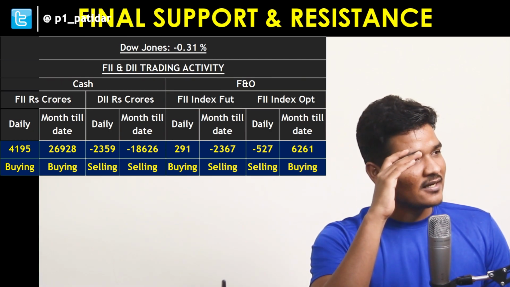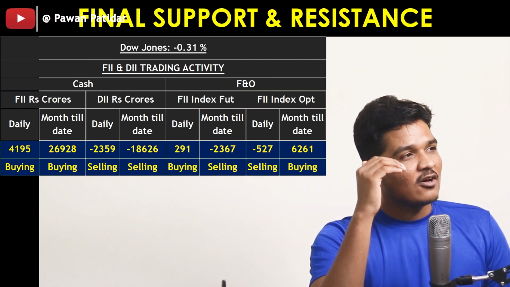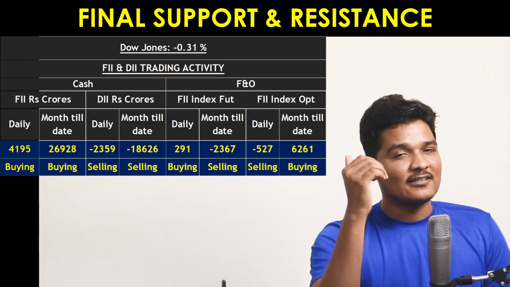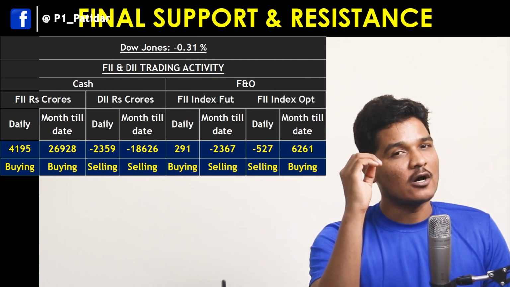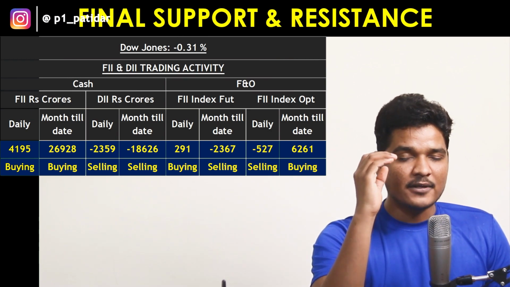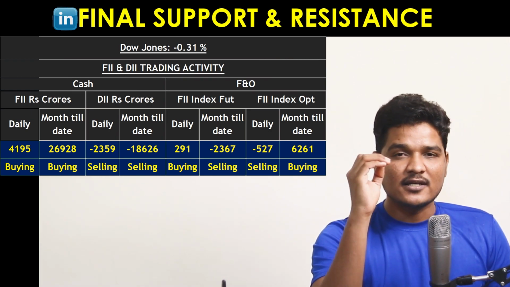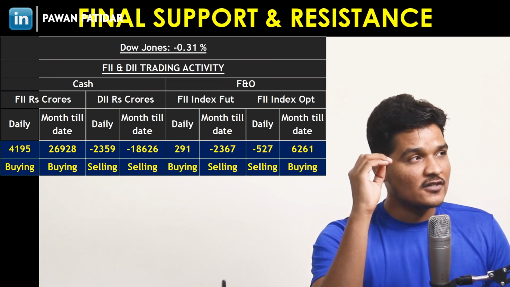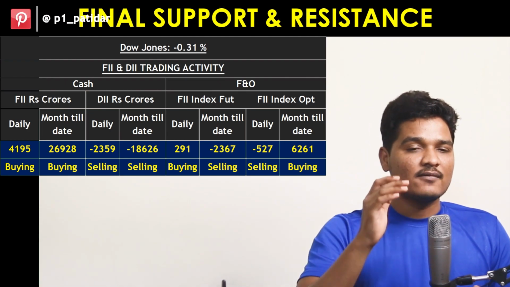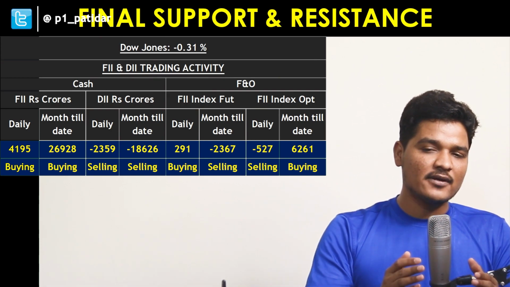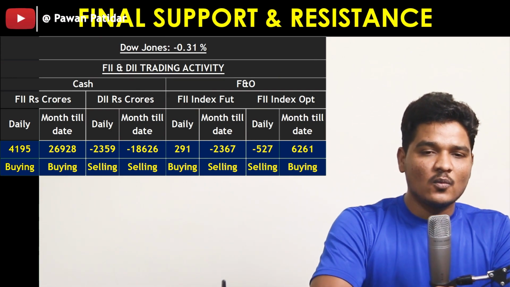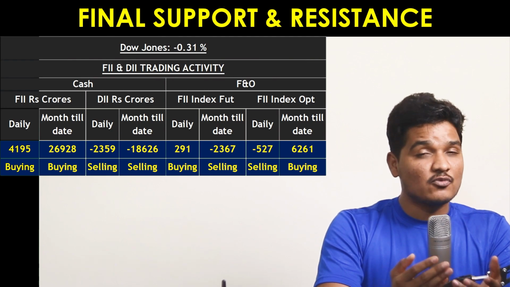So if you see here, then FIIs also started selling. If they continue to sell, it means market is going to go down. If you are going to make big positions on call side, definitely you should be aware of these figures so that whenever this kind of scenario happens, you will be completely aware of where to take the exit. Well, where I have to wait for the market to move up or down.